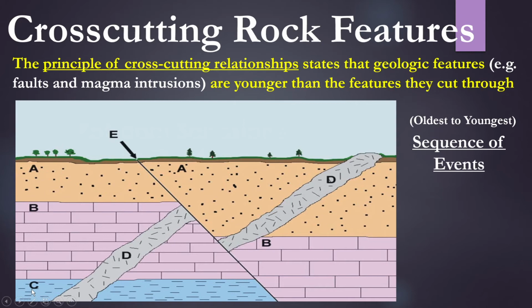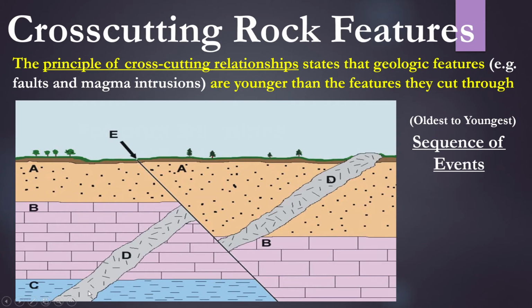Well, C happened first. This rock layer C was deposited first. Why? It's on the bottom. That's the law of superposition. So C happened first, then B, then A. That's easy, right? Because oldest on the bottom, youngest going up top. Fine. Now after that, we have D.